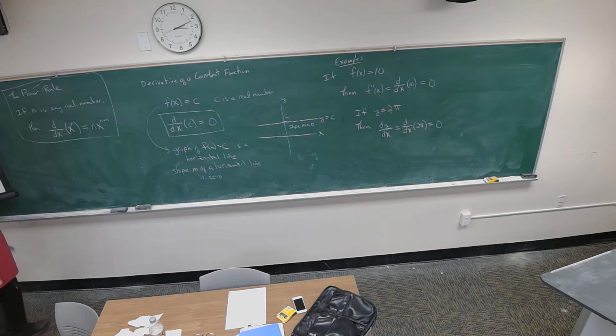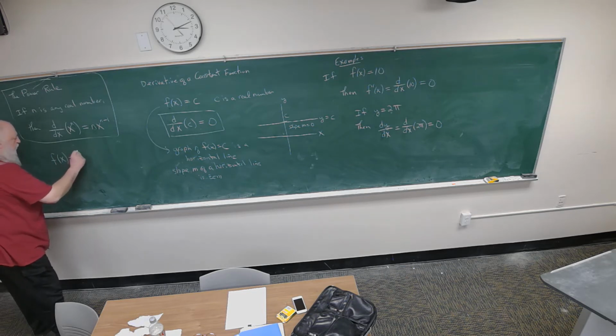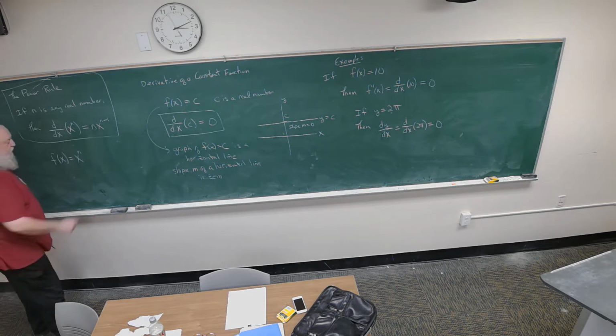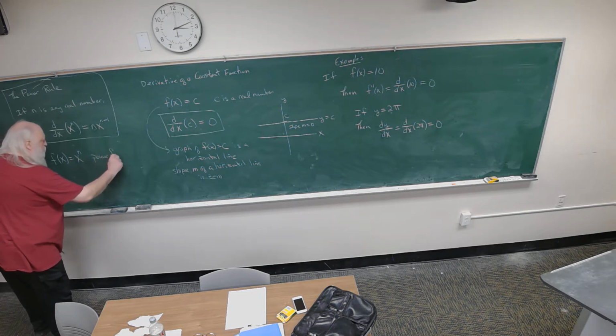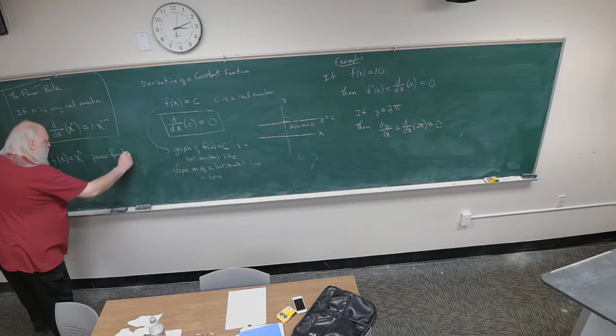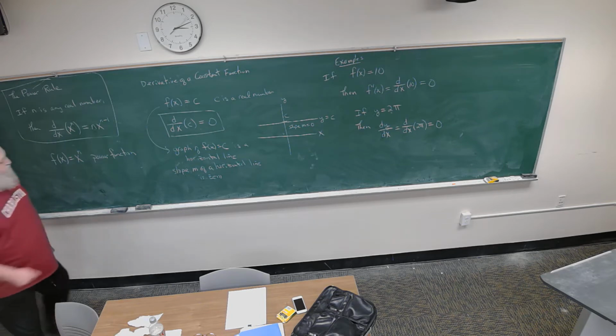Now, we're covering this in my pre-calculus classes, or we just did a couple of days ago. f of x equals x to the n is called a power function. And that's why this is called the power rule, because you're differentiating the power function.